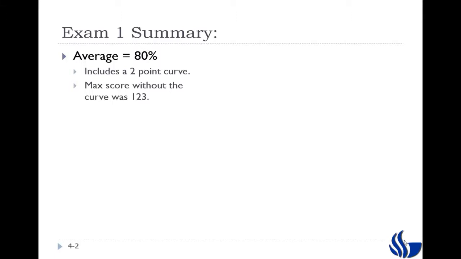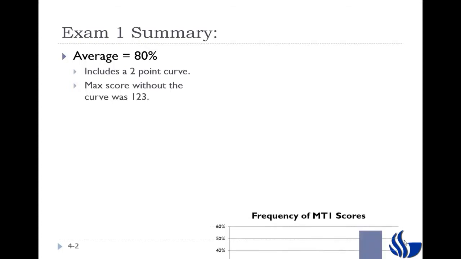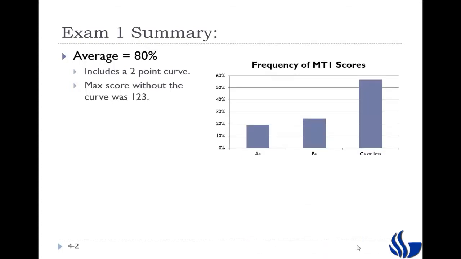As far as how you did relative to the rest of the course, here's a breakdown. You can see that about 19% of the students in the class got some sort of A, about 25% got some sort of B, and then 57% got some sort of C or less.